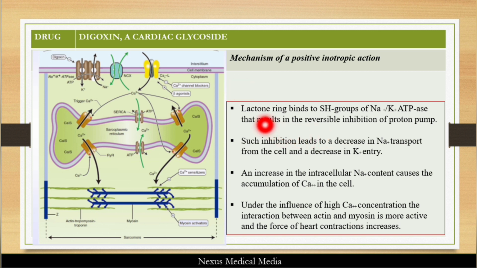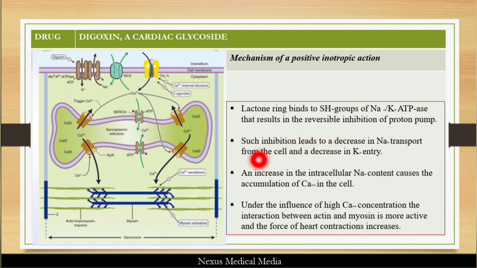So digoxin has a lactone ring that binds to the SH group of the sodium potassium ATPase, and this will result in the reversible inhibition of the pump, right? So to be more specific, it competes with potassium. Such inhibition will lead to a decrease in sodium transport from the cell and a decrease in potassium entry.